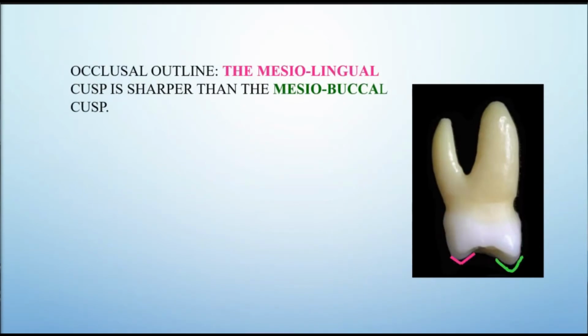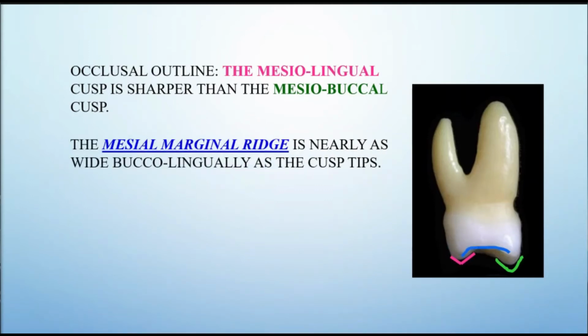Occlusal outline: the mesiolingual cusp is sharper than the mesiobuccal cusp. In the maxillary, from the mesial side, if you see, the mesiolingual cusp is sharper than the mesiobuccal cusp, and the mesial marginal ridge is nearly as wide buccolingually as the cusp. So the ridge is starting from the cusp ridge and going straight. You know, the mesial marginal ridge is actually the outer boundary of the proximal side. So the boundary starts as soon as the cusp tip and goes to another cusp tip, having a big ridge on the mesial side.